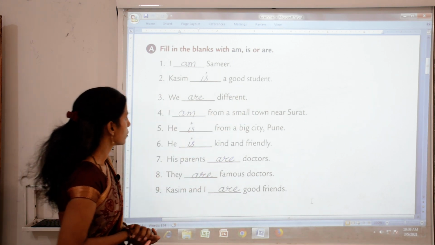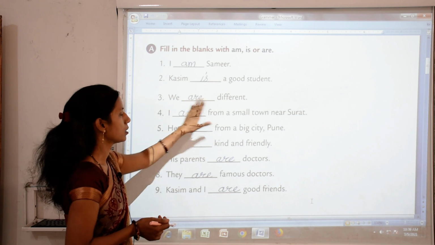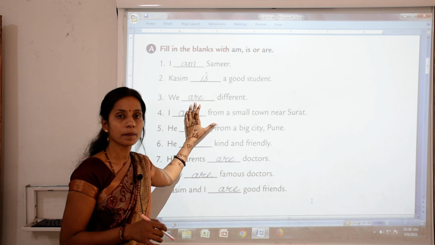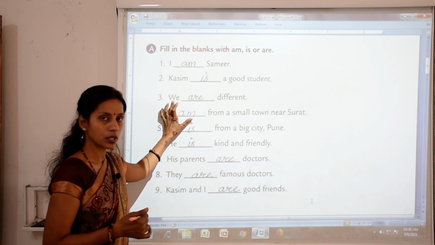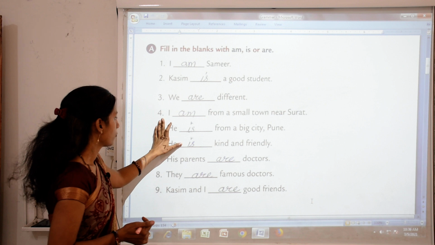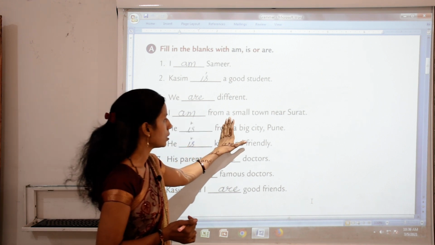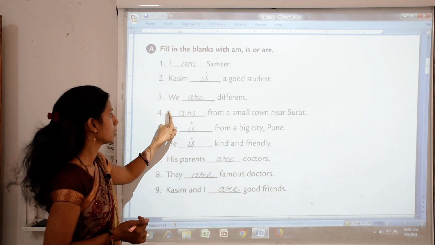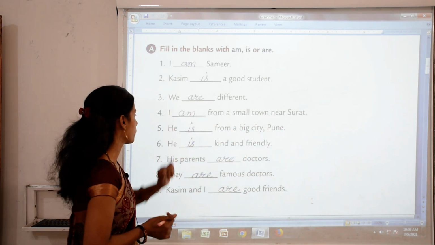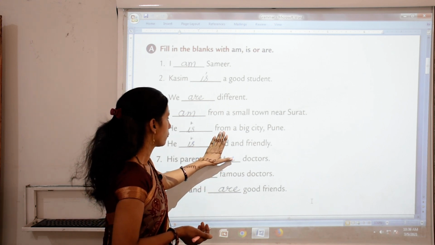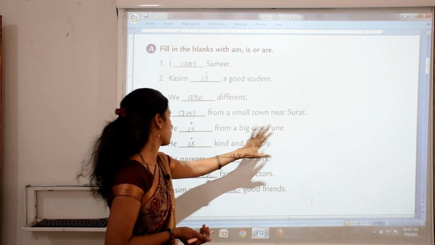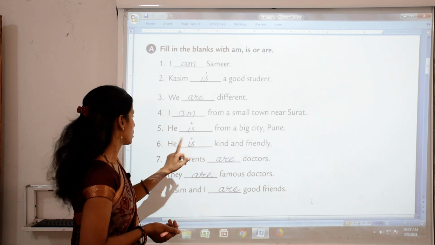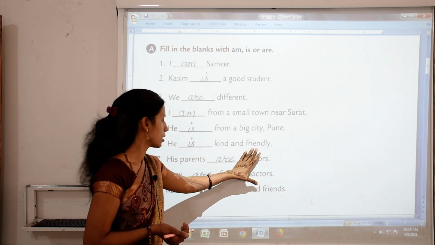Number three, we are different. It means hum different hain. That means we are talking about more than one person. We means hum, not only me. Number four, I am from a small town near Surat. I am, here again am with I. He is from a big city, Pune. He is, here we are talking about one person. He is kind and friendly.